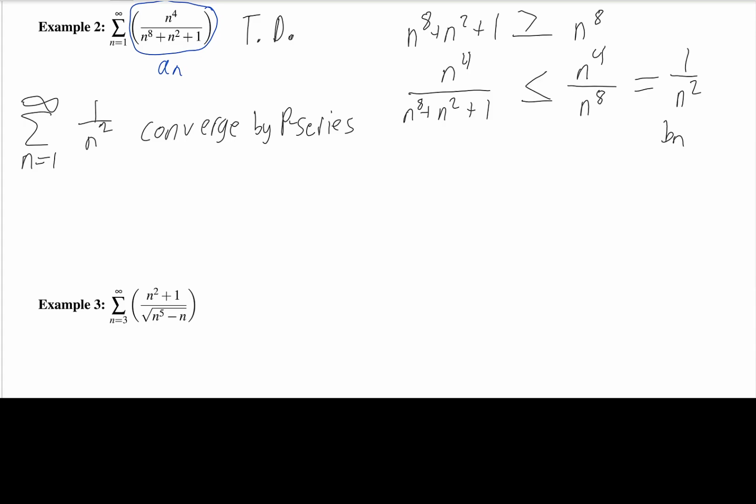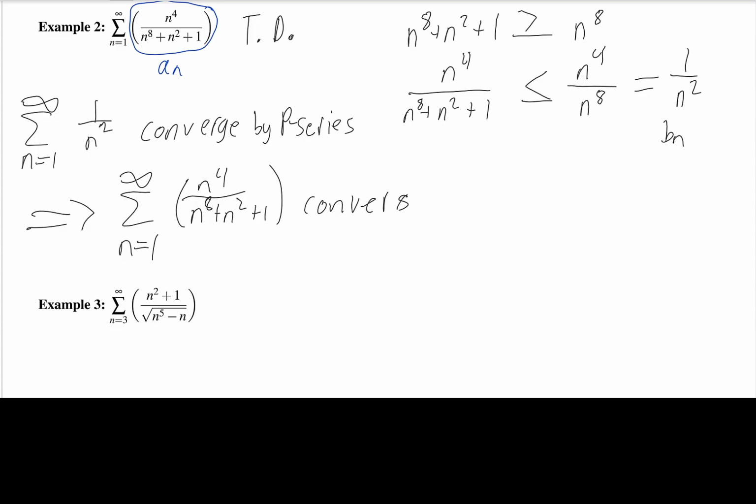So what I've gotten here is something that's bigger, always bigger or equal to, and it converges. So that tells me that the original series must also converge. So we say that this series converges by the comparison theorem. And we'll denote that as CT.